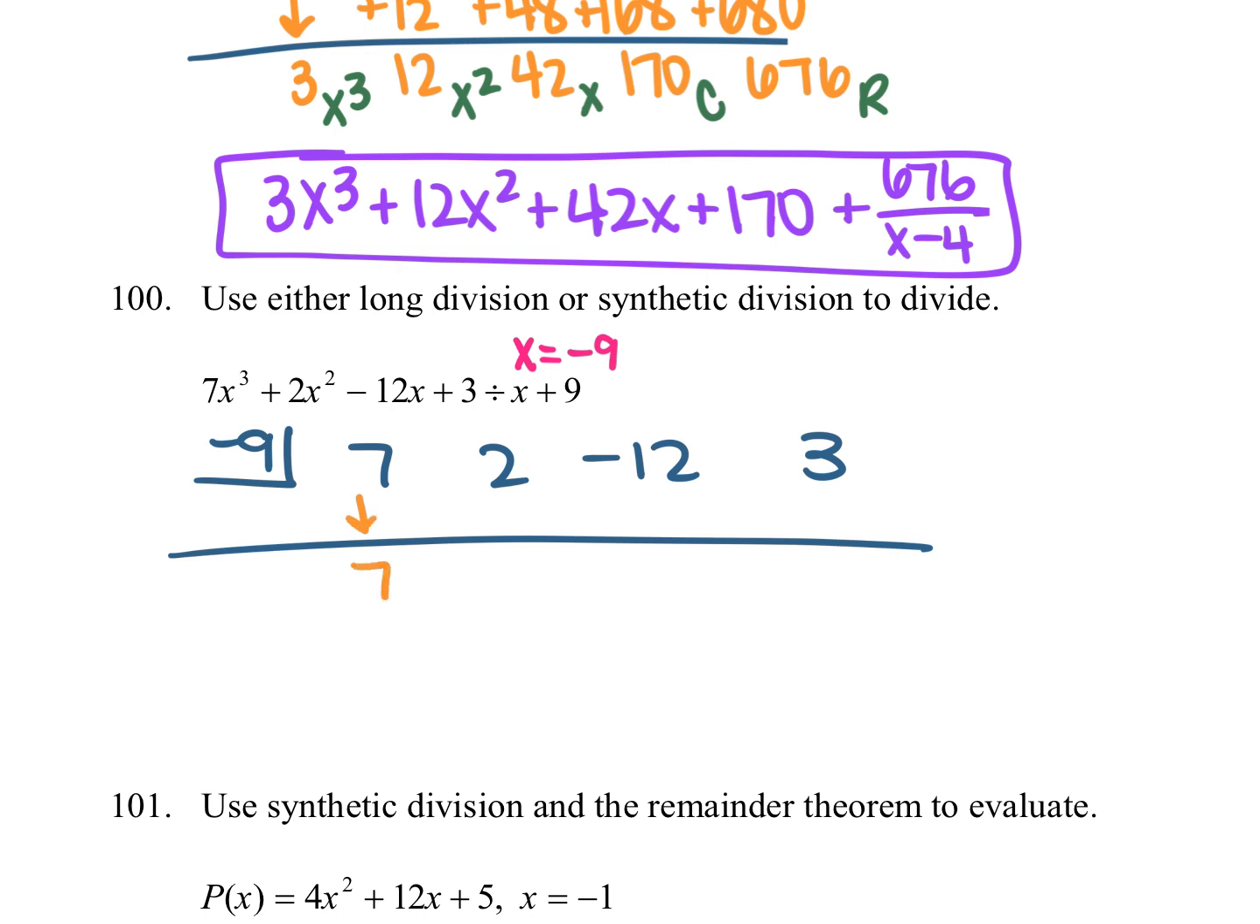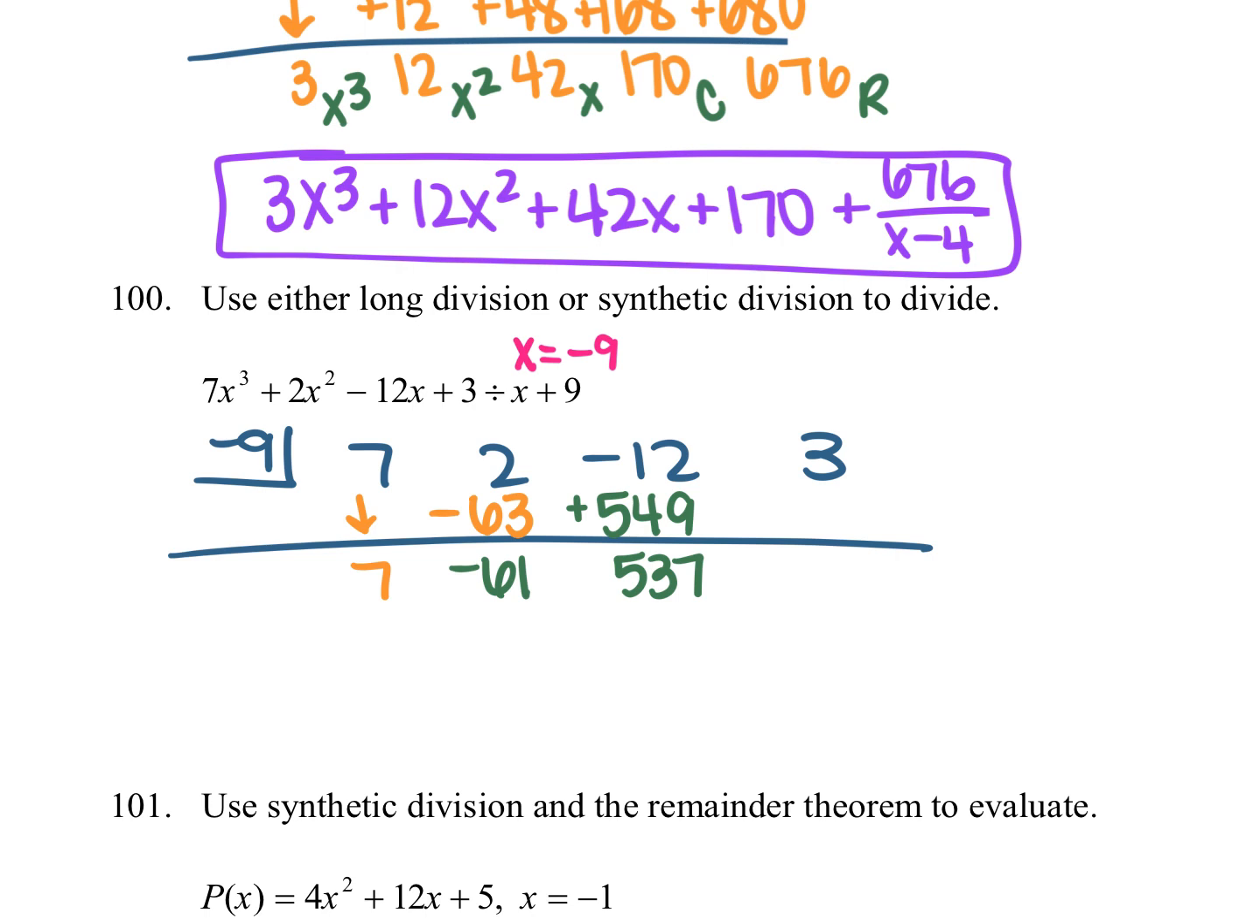7 drops down. 7 times negative 9 is negative 63. Plus 2 gives us negative 61. A negative times a negative is a positive. So we will have a positive when we multiply. 61 times 9 gives us 549. Subtract 12 from that. That gives you 537.